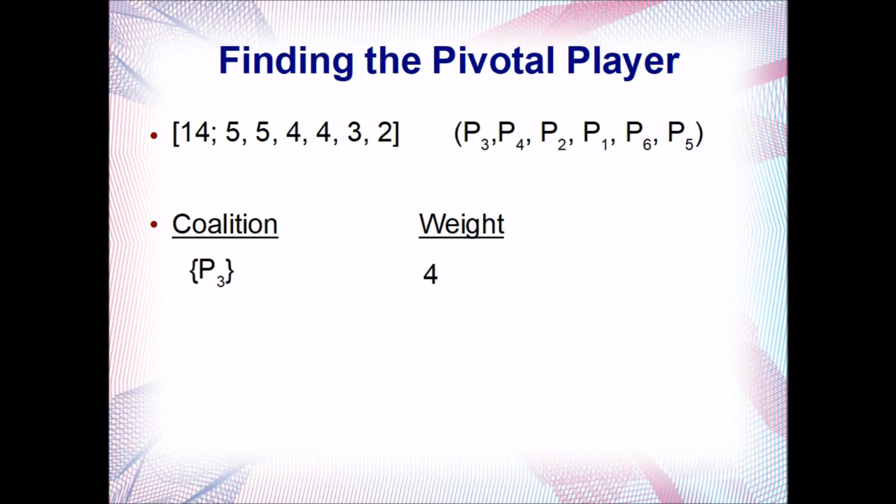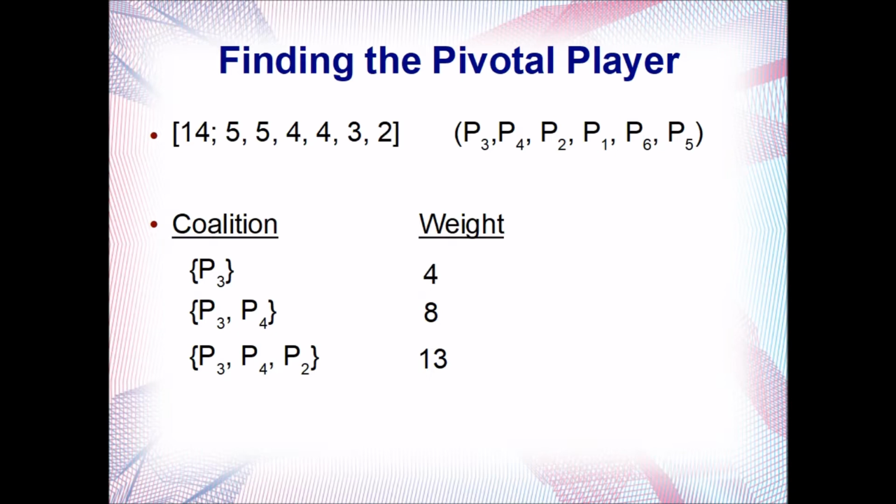So now, the next player in the sequence is player 4. So I'm going to make the coalition formed by player 3 and player 4. Together, those guys have a total weight of 8, because 4 plus 4 is 8. 8 is less than 14. That's not enough to win, so I need to make the next coalition. The next player on my list is player 2. So I'm going to make a coalition formed by player 3, player 4, and player 2. Player 2 has weight 5. 8 plus 5 is 13, so that's the total weight of this coalition.